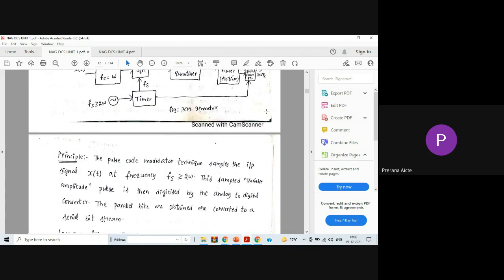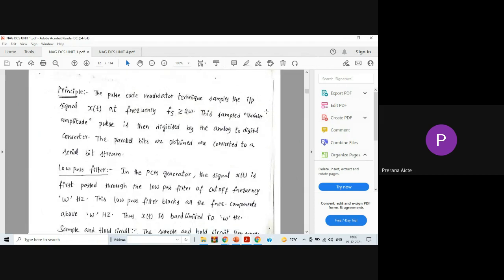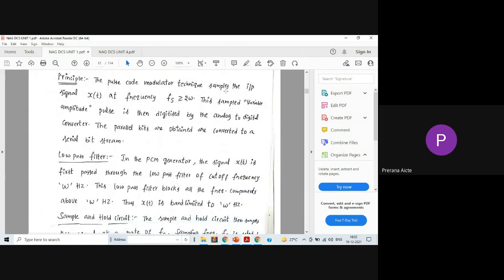Let's see whatever I said, I am just reading those points. The pulse code modulator samples the input signal at the Nyquist rate such that Fs is greater than or equal to W, which is then digitized by the analog to digital converter. Then the parallel bits are obtained, which are converted to a serial bit stream. This is the basic principle.